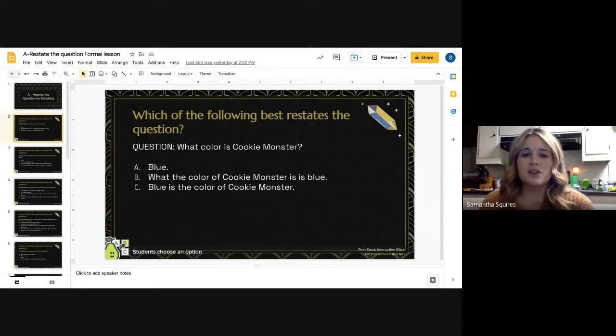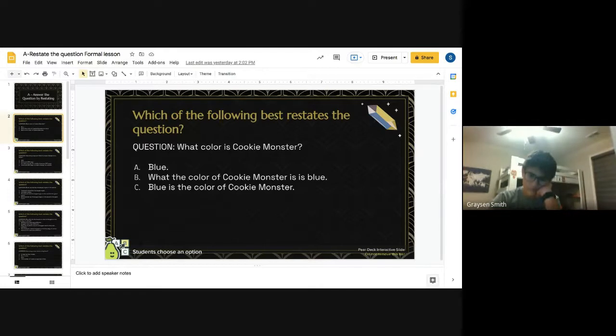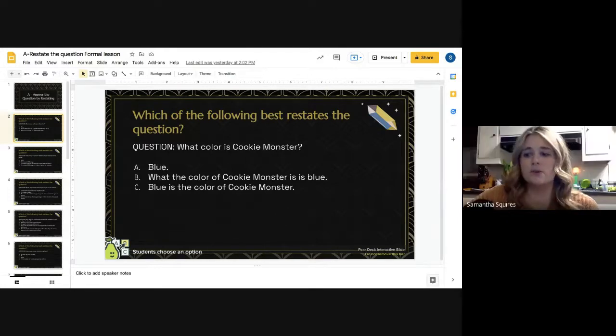What about C? Blue is the color of Cookie Monster. Does that give us an answer? Yes, there's our A. Does it restate the question? Yeah. Perfect. So there is our R and our A. Let's try another example.